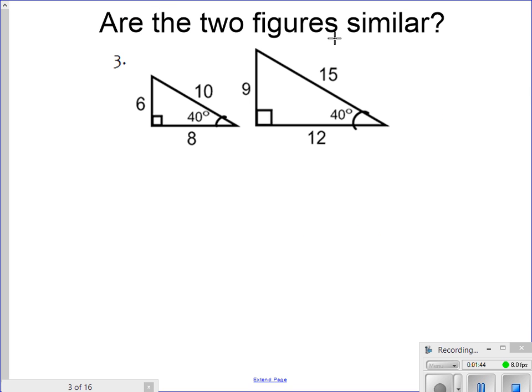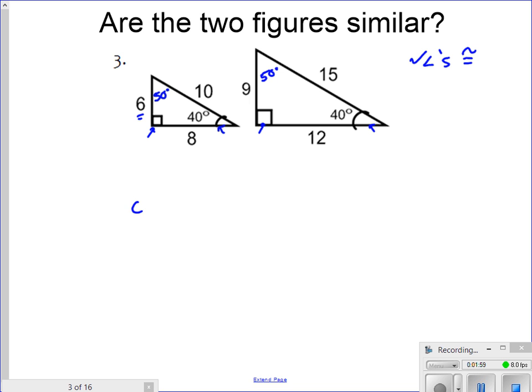Number 3, are they similar? Here we go again. 90, 40. The missing angle here, remember, would be 50 degrees. There's 90. There's 40. The missing angle here would be 50 degrees, so the angles are congruent. That's good. And then let's check the sides.